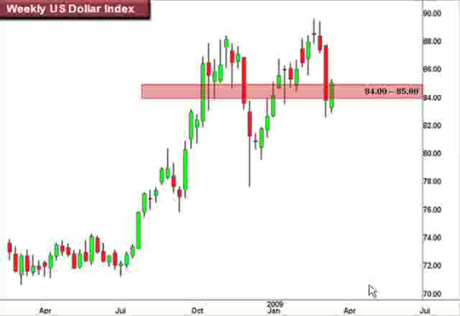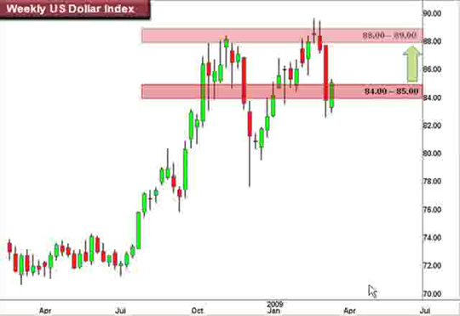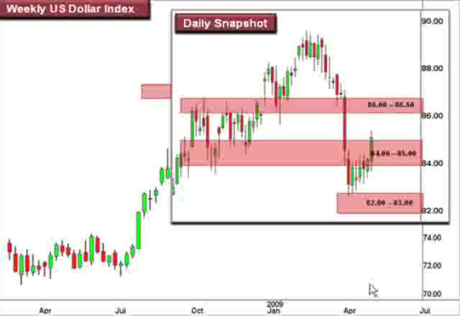Now, a consolidation below 84 still suggests a highly probable test of the 80.81 support level. Now, the 88.89 focal zone still remains a strong resistance to any further upside movement. A quick look at our daily snapshot shows a near-term resistance level within the 86 to 86.5 range.